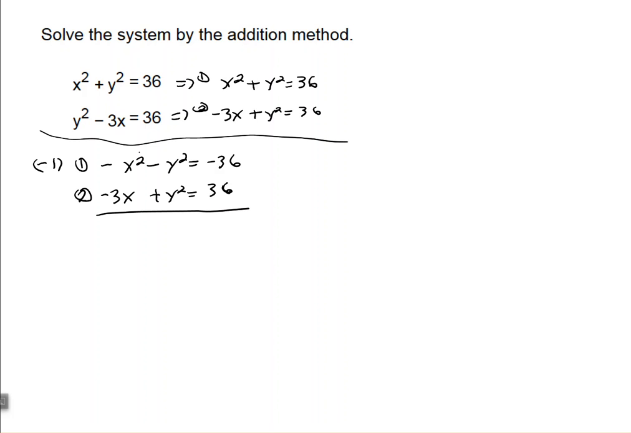Now be careful here. You cannot combine the coefficients on the negative x squared and the negative 3x. Just have to write those beside each other. We see the y squareds eliminate, and negative 36 plus 36 is 0. Now again, I don't like having that negative as my leading coefficient, so I'm going to multiply both sides by negative 1 here, which all it does is changes all of your signs.